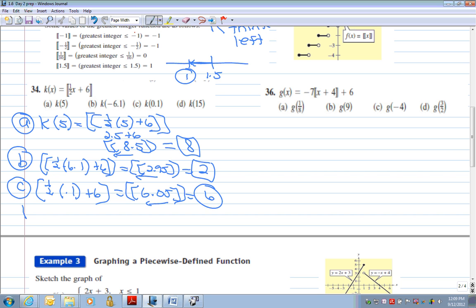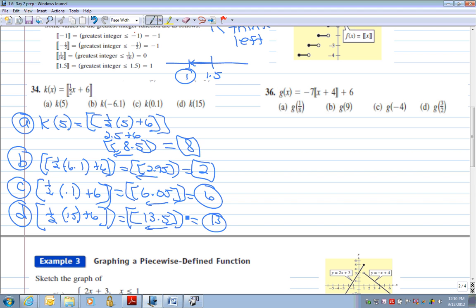And finally, part D. You have 1/2 of 15 plus 6. And now you have the greatest integer of 13.5. And again, if you think to the left, you would be at 13.